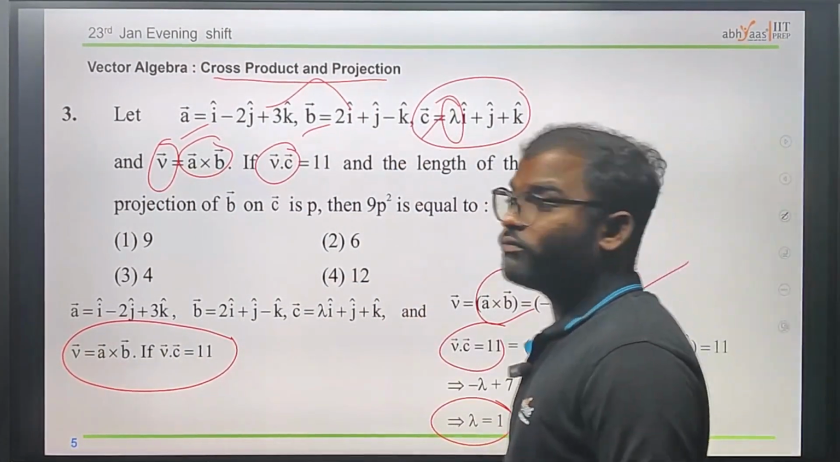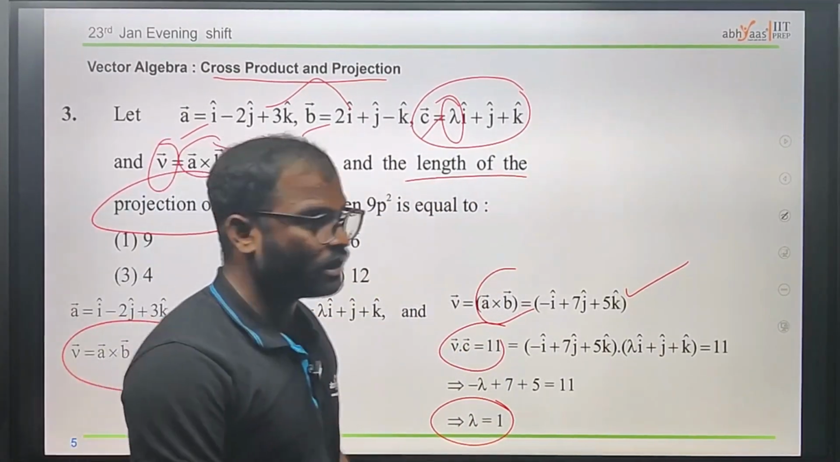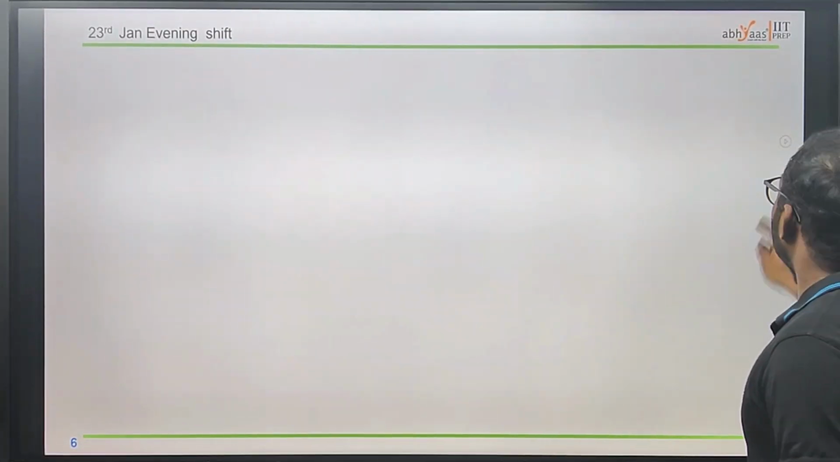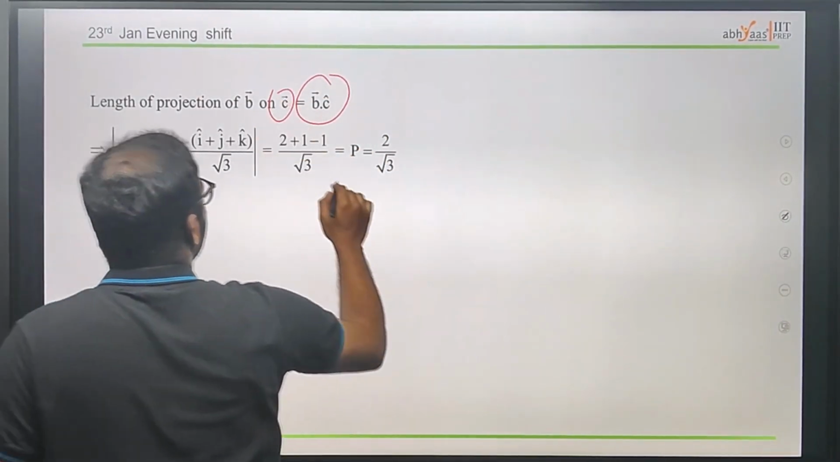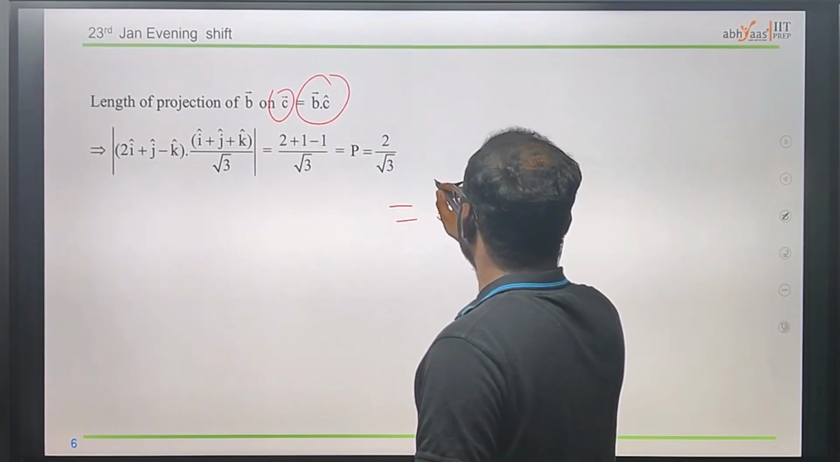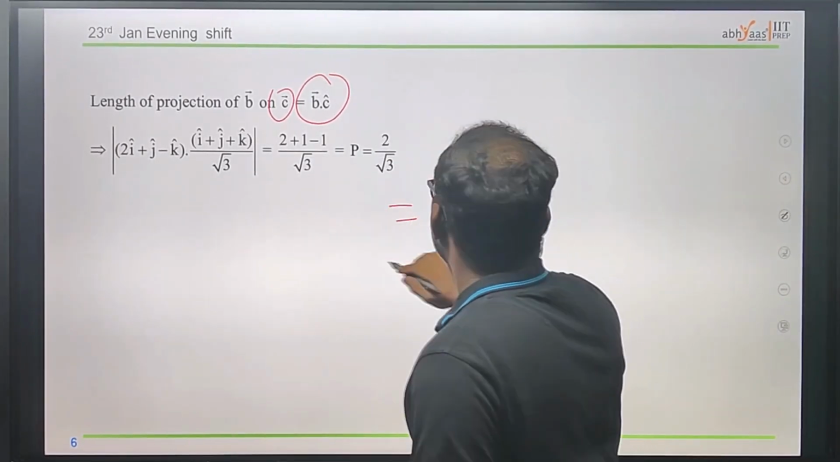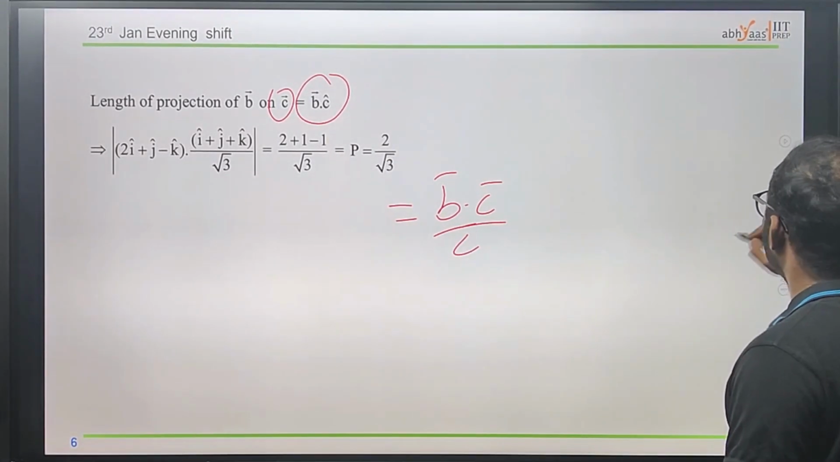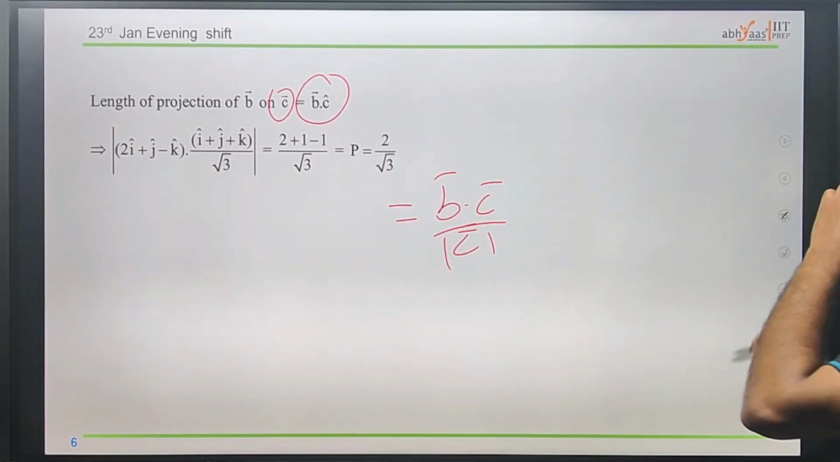Now we need to find the length of the projection of b bar on c bar. Using the projection formula, we can solve this, which is the length of the projection: b dot c, which is equal to b bar dot c bar divided by the magnitude of c bar. I hope you understood. That's how we can easily find this.